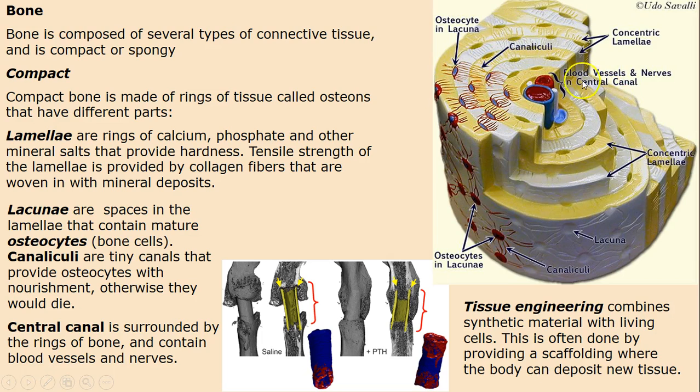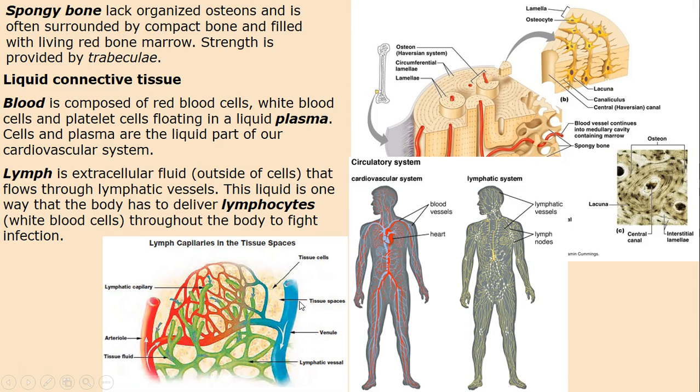The central canal is in the middle, and it's going to have blood vessels and nerves. Look at this cool tissue engineering. So we're using synthetic material, and that's a big area of science right now, bioengineering. And so we can insert this little stent-like device and provide the scaffolding so that the body, well, here's the beginnings here to the left, and the body is going to deposit bone and incorporate that little scaffolding structure, because you understand the bone needs something to deposit on, and so we provide it there.